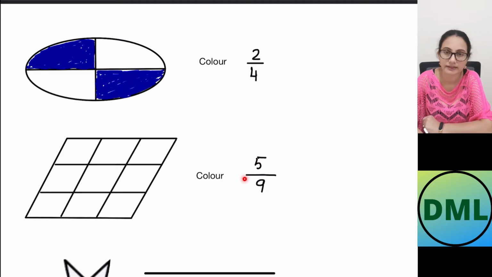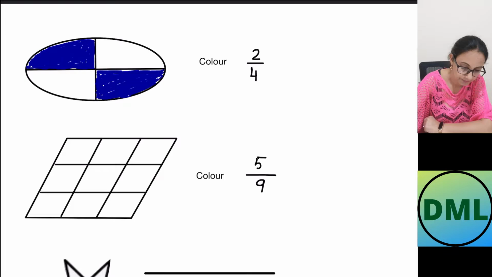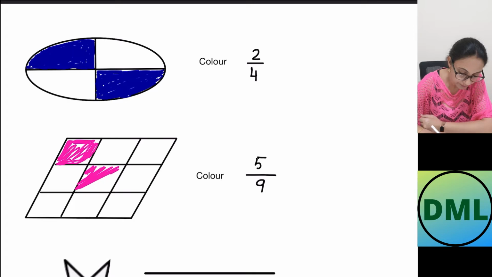Color 5/9. That means out of 9 parts, 1, 2, 3, 4, 5, 6, 7, 8, 9. I have to color how many parts? I have to color 5 parts. Let's color it. Let's do it pink. So that will be 1, 2, 3, 4 and 5. It's my choice. I can color any shape inside my figure.